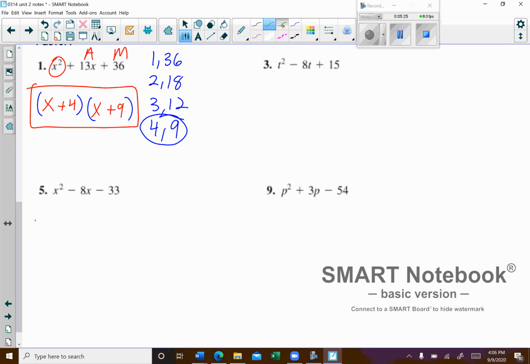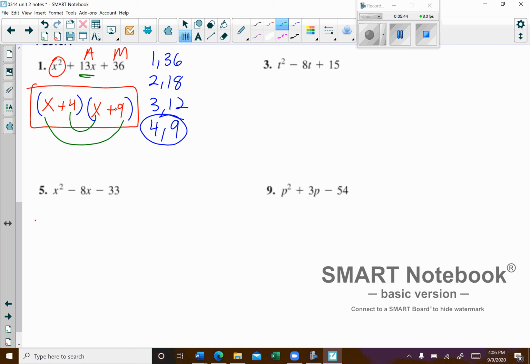And then the inner and outer part, you'll see that that would add up to that 13x in the middle right there. But yeah, that's my answer right there. I want to leave it like that. And if I would have put the plus 9 and then the plus 4, that would make no difference. That would be fine. It'd be 100% correct.